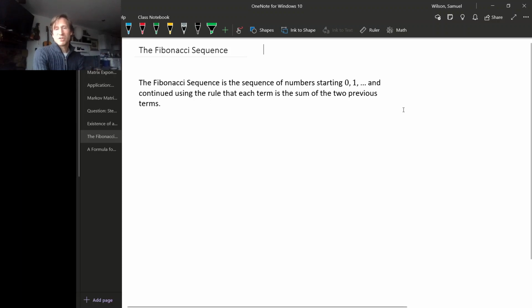For one more example of what we can do with all of these ideas surrounding eigenvalues and eigenvectors, let's have a look at the Fibonacci sequence. Just in case you've never heard of the Fibonacci sequence, it's a sequence of integers starting with 0 and then 1. And then you continue this sequence by adding the previous two terms in the sequence.